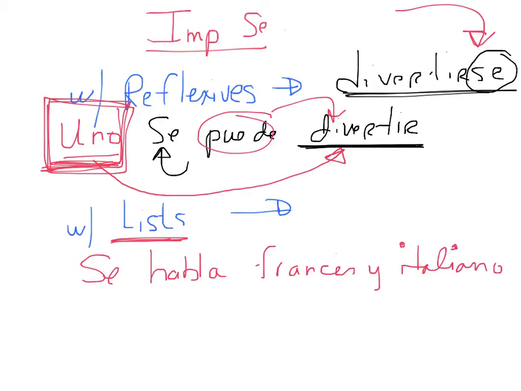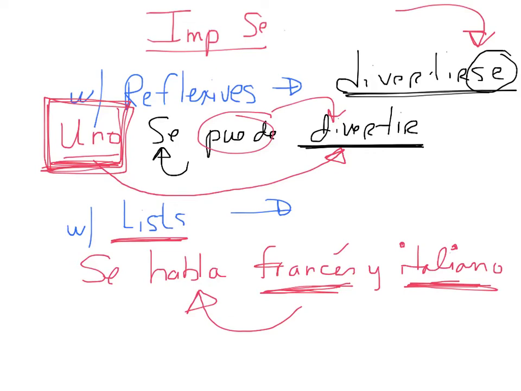It's a little tricky because it's different than the gustar-like verbs. In the gustar-like verbs, if we had a list of objects, even if all the objects were singular, we use the plural form of the verb. For instance, me gustan pizza y helado. Impersonal se is the opposite of that. If there is a list of objects and those objects are all singular, I'm going to keep the singular form of the verb. Se habla francés y italiano.